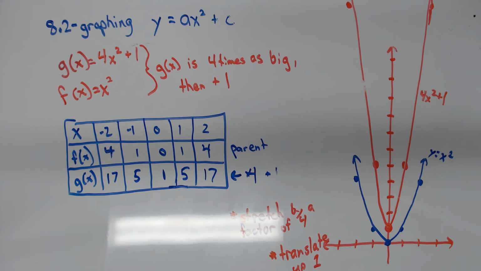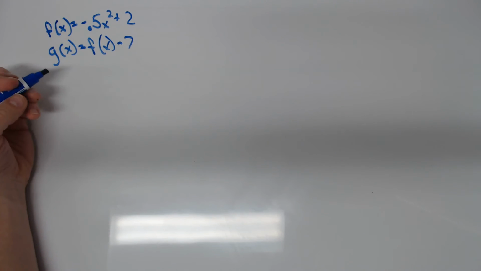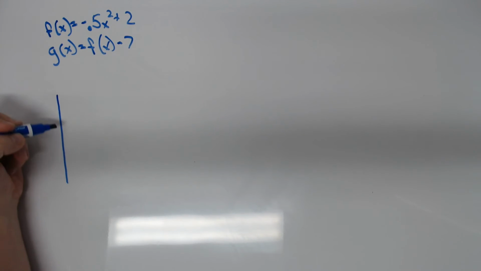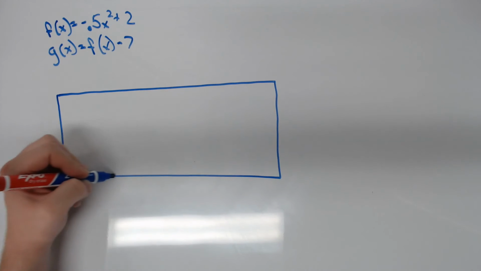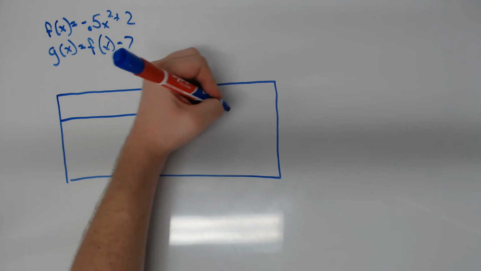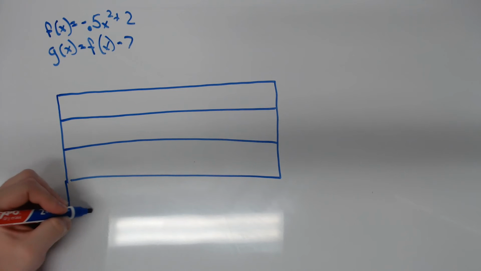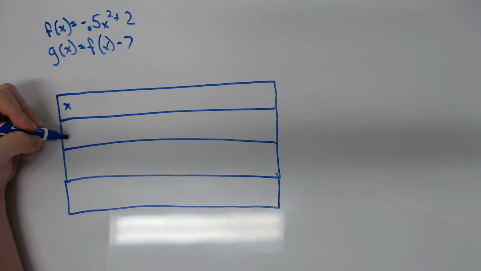All right, one last problem. So our goal is to graph these, but I'm just gonna fill out a table of values. We'll talk about what it's gonna do. All right, so I'm gonna need 4 rows this time. I'm gonna put all my x values, and then I'm gonna start with my parent function. Give myself 1 more row in there. And this is just to organize our work.